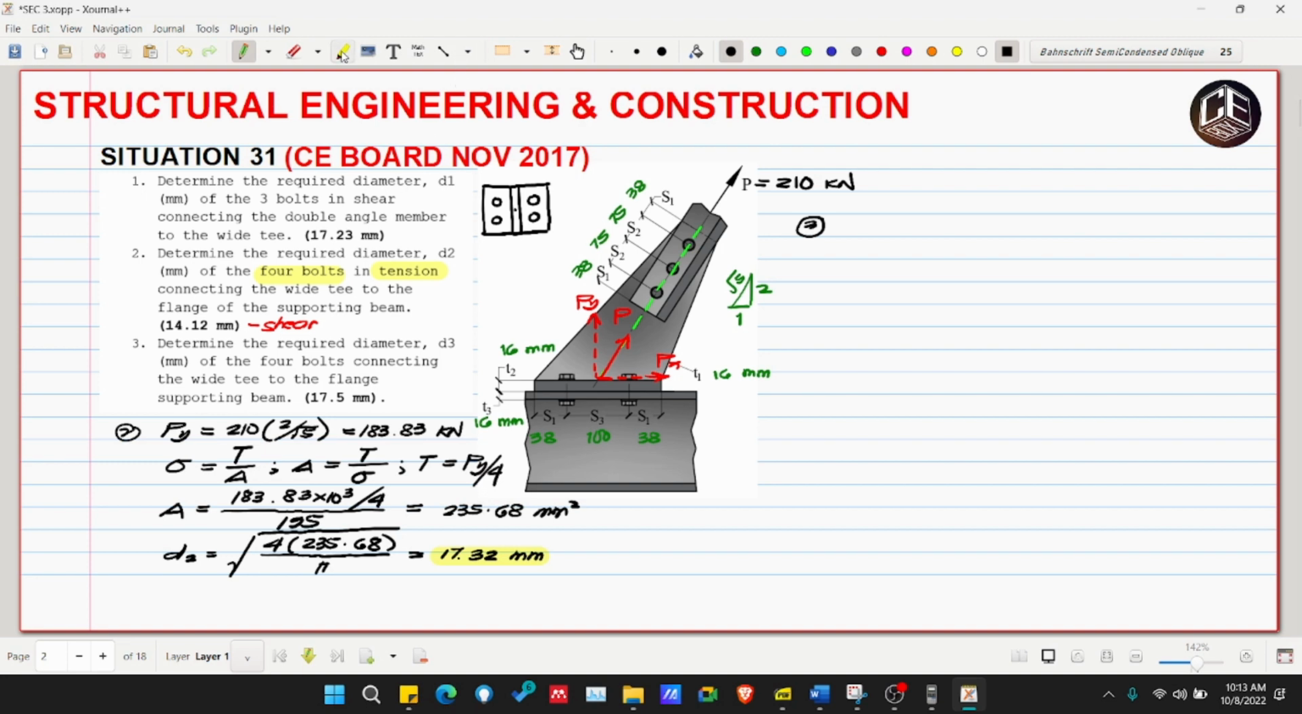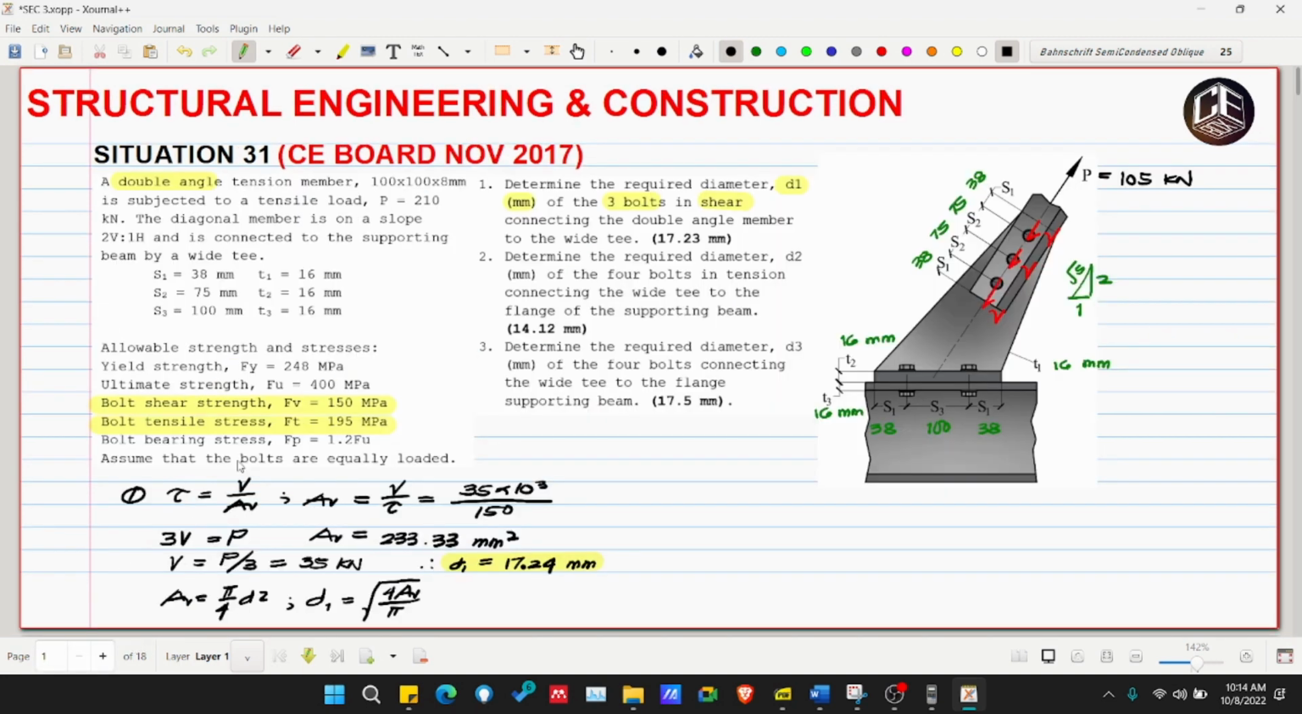Okay? Then number 3, determine the required diameter, D3 na lang, in millimeters of the 4 bolts connecting the white T to the flange supporting beam. So, nakalagay na rito required diameter na pinapahanap. So, ngayon, nakahanap tayo ng isang diameter based on tension. So, ibig sabihin, kailangan pa natin hanapin yung iba pang diameter based on the allowable stresses. So, okay na tayo sa tension. So, ibig sabihin, kailangan natin makuha yung ating diameter sa bolts based on shear strength and based on the bearing stress. So, kunin natin yun.